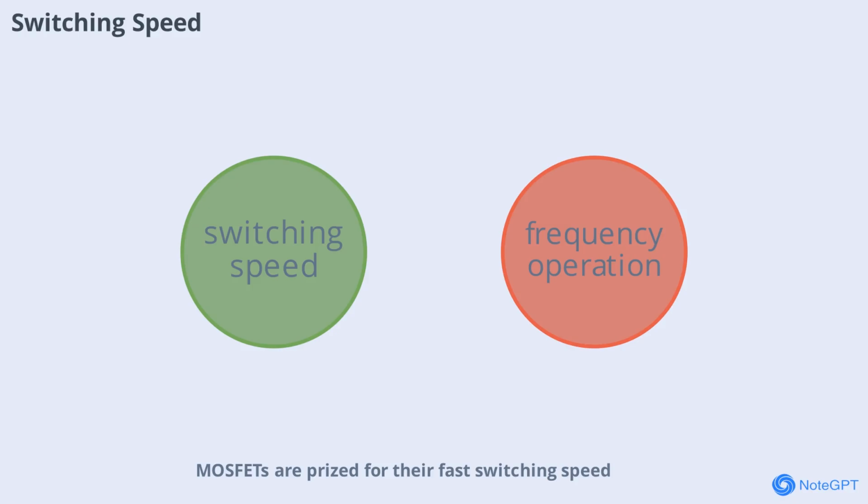MOSFETs are prized for their fast switching speed, which is essential in digital circuits and power electronics. Switching speed depends on gate capacitance, channel resistance, and device geometry. Faster switching enables higher frequency operation and improved efficiency in applications like motor drives and power supplies.